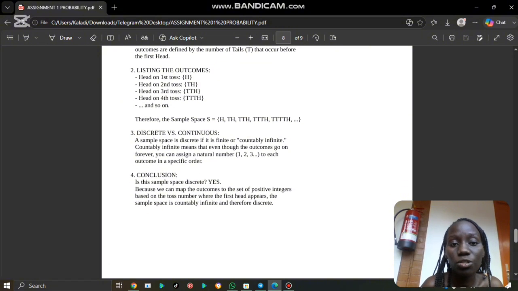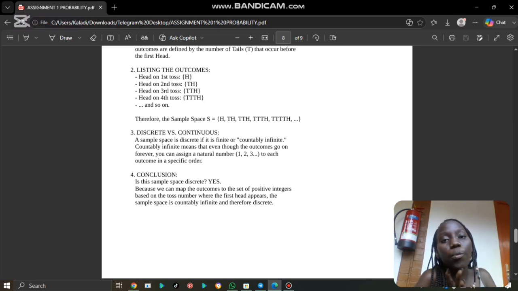Now, is this discrete or not? This sample space is countably infinite. How are we able to say this? We're able to map it to natural numbers. When you map it to natural numbers, it is countable, and it's infinitely countable. So hence it's discrete. Even if it's infinite, that doesn't change the fact that it's countable.